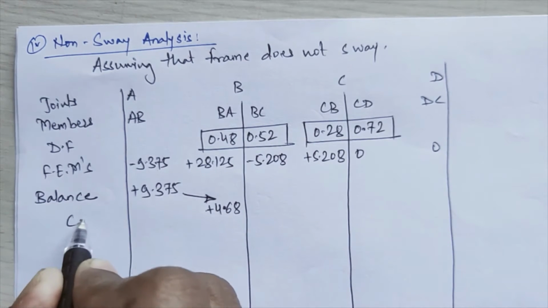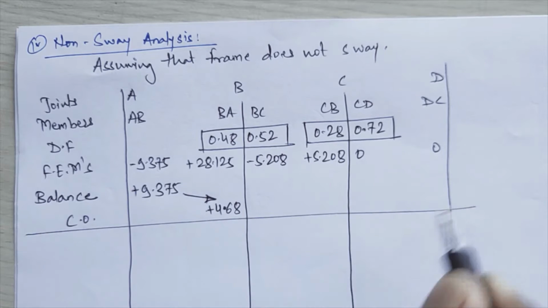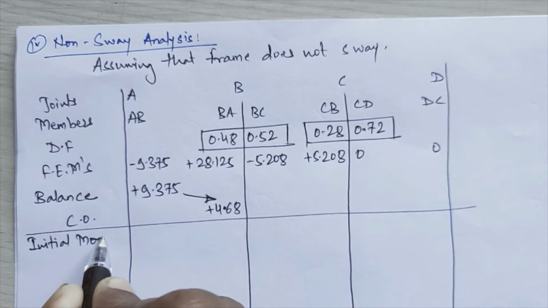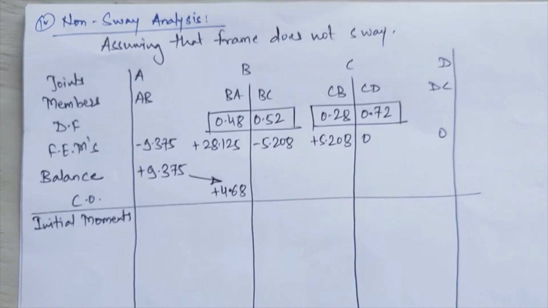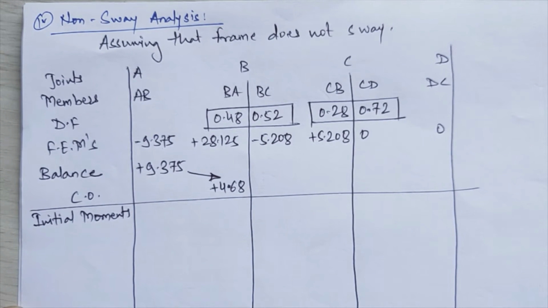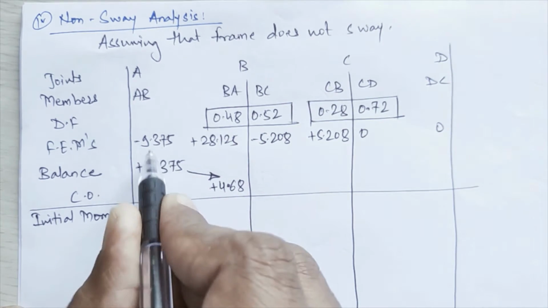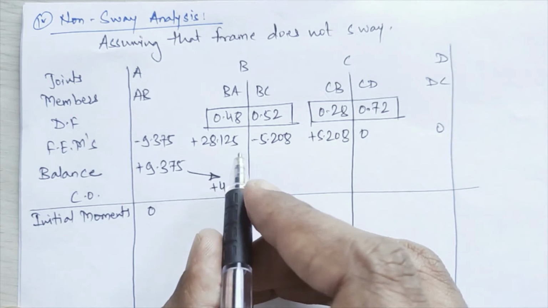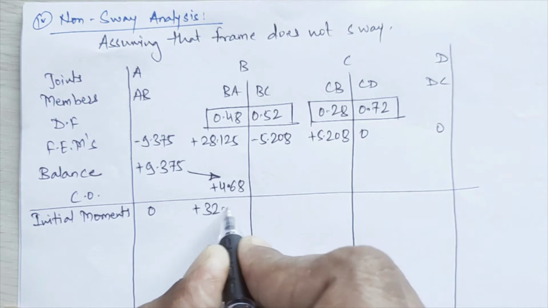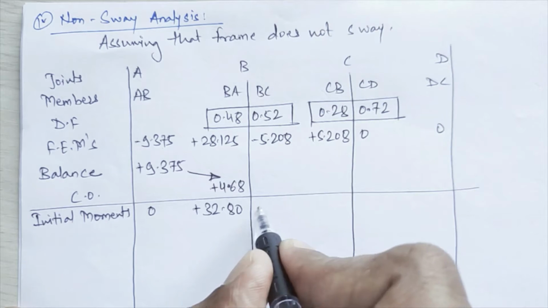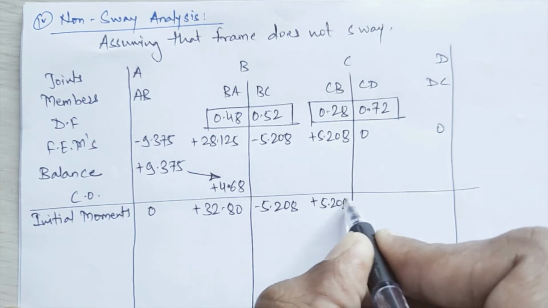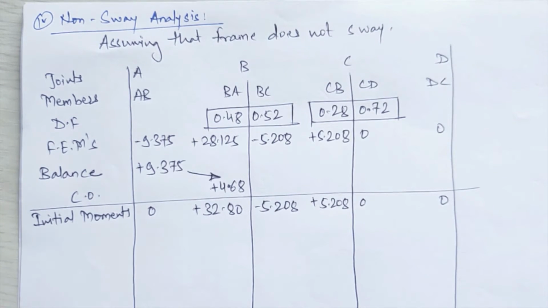Okay, and here this will be your carry over. So whatever values you will get here, those will be your initial moments. Okay, so I'll write that, initial moments. So for first AB I am getting 0, 28.125 plus 4.68, I get this almost plus 32.80. Next minus 5.208 is as it is, plus 5.208, and these remaining moments are 0 directly.